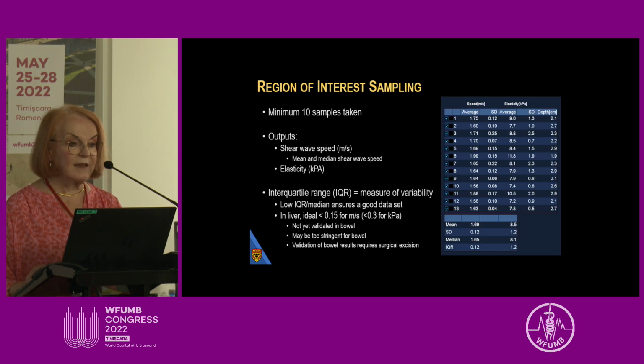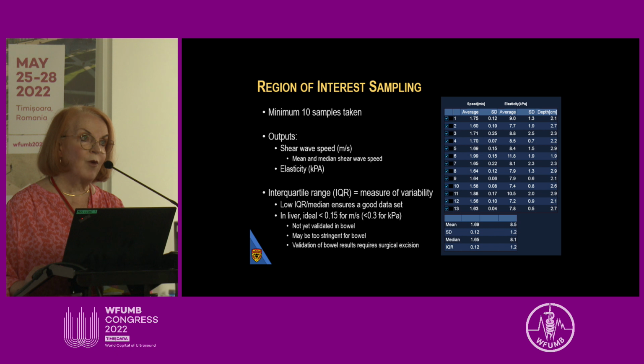And so we take 10 samples and we measure this as meters per second. And of course, we have also the ability to express it as kPa. And then the interquartile range is the measure of the variability within our sample. And so we do know that using meters per second, if we were looking at the liver, we would want it to be less than 0.15.